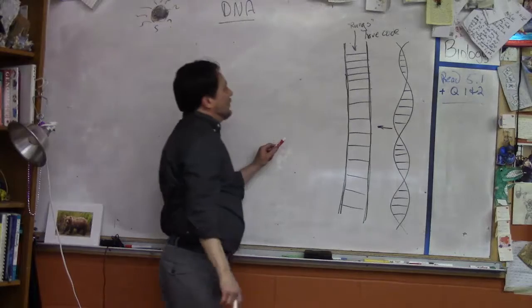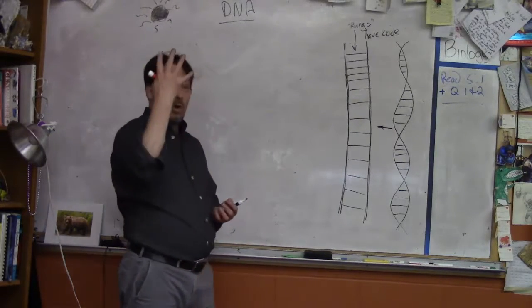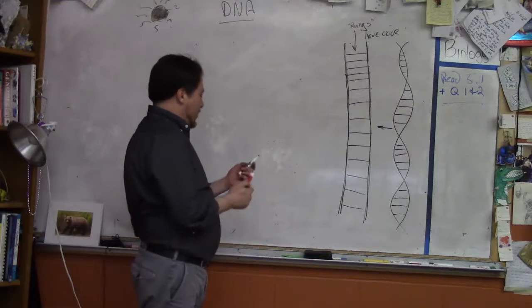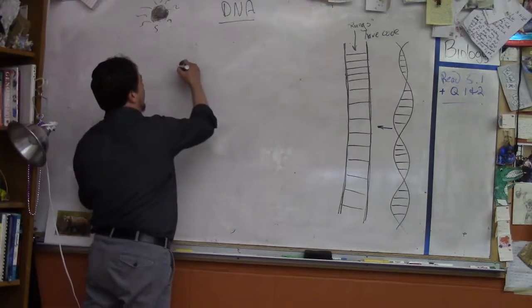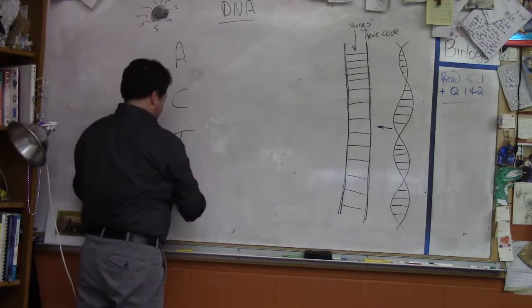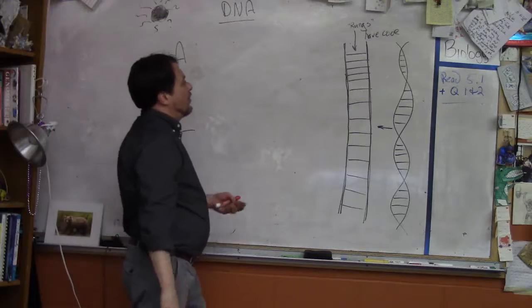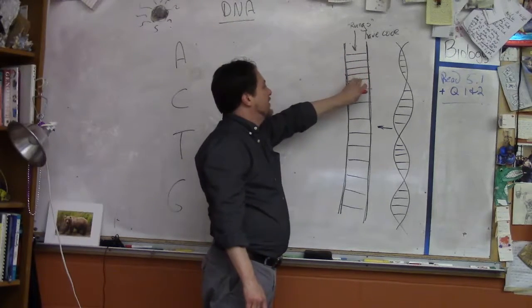And I'll give you a little bit of a warning. There's 4 letters in the code, and we're going to see what that means in a little bit. I'll write them up here. We'll get to them later. A, C, T, and G. And so the actual letters of the code are contained here.